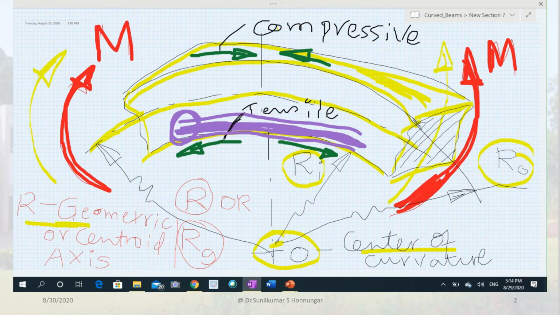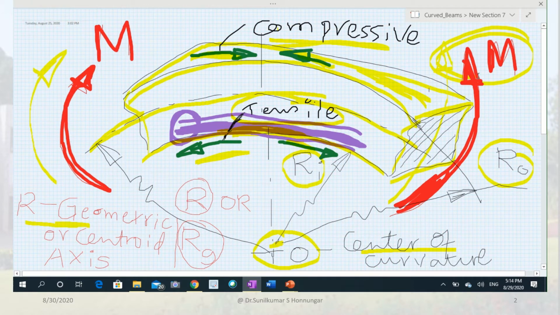Try to visualize. Under that circumstance, what you can notice is that the fibers at the inner side are subjected to tensile loading, as I mentioned, and the fibers on the top side are subjected to compressive loading for this particular bending moment. Compressive stresses are developed, not loading, compressive stresses are developed on the outer fiber, and tensile stresses are developed at the inner fiber.